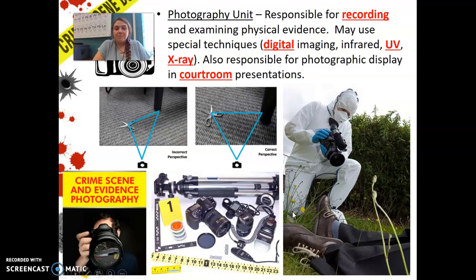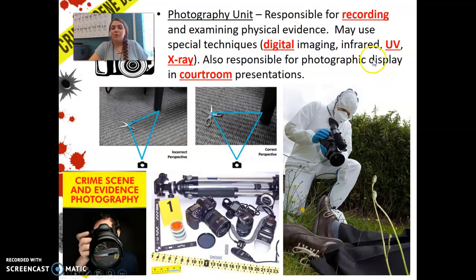So, almost done. Photography unit is, just like it sounds, responsible for recording and examining physical evidence. They may use special techniques like digital imaging, infrared, UV, X-ray. So it's not necessarily just cameras. It's just anything that can take different types of images.